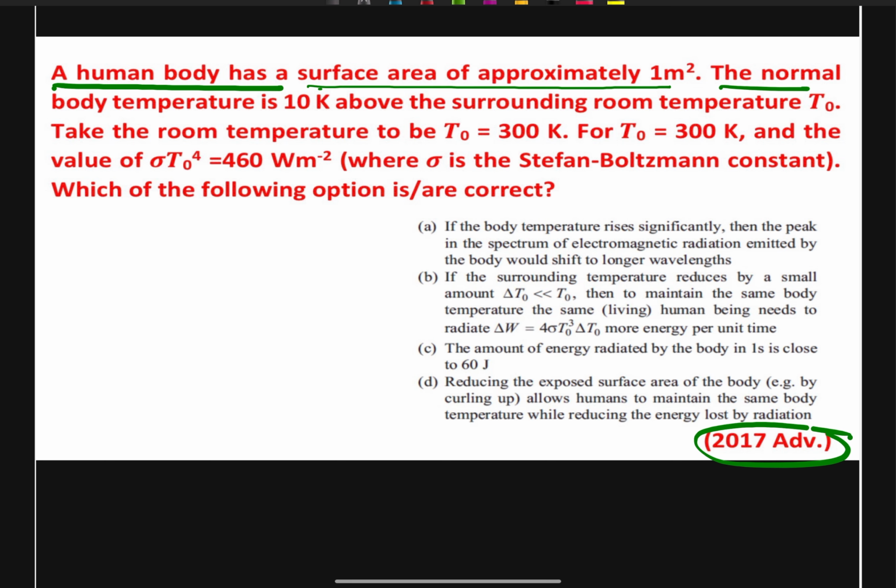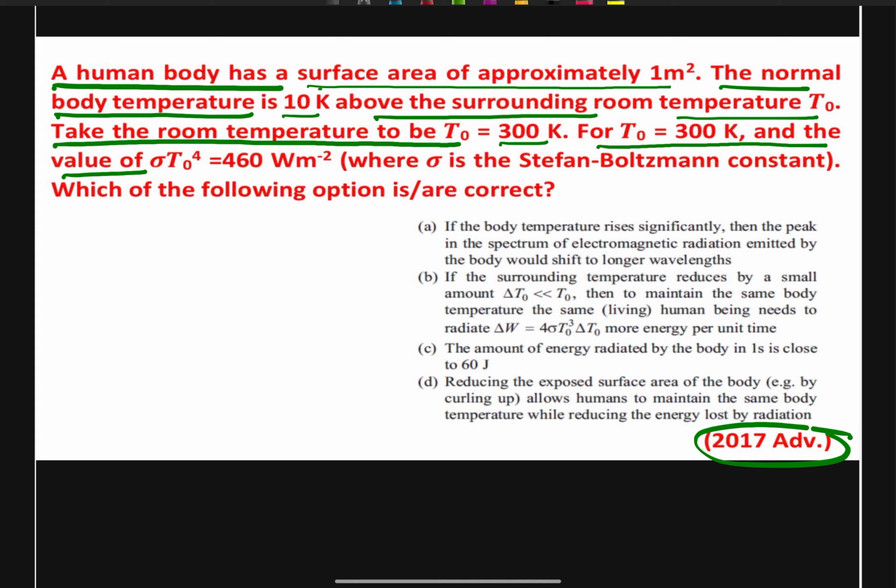The normal body temperature is 10 Kelvin above the surrounding room temperature T0. Take the room temperature to be T0 = 300 Kelvin. For T0 equal to 300 Kelvin, the value of sigma T0 raised to power 4 is 460 watt per meter square, where sigma is our Stefan Boltzmann constant. Which of the following statements is or are correct?